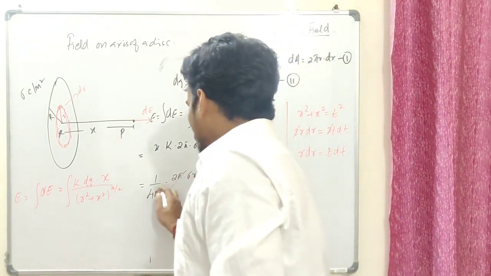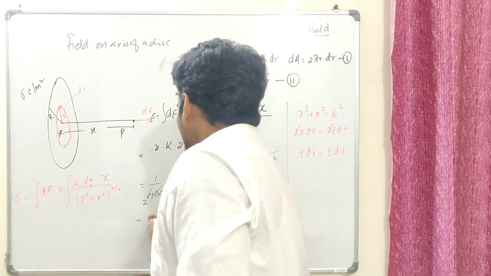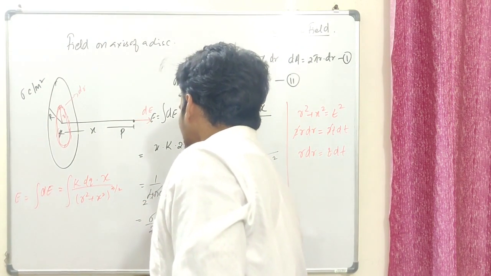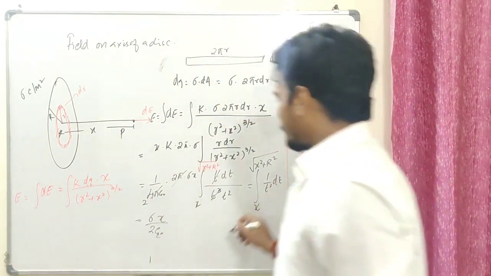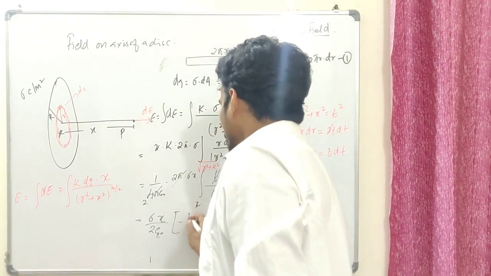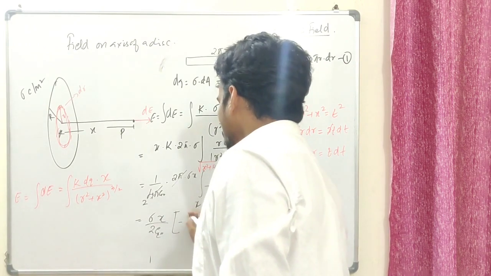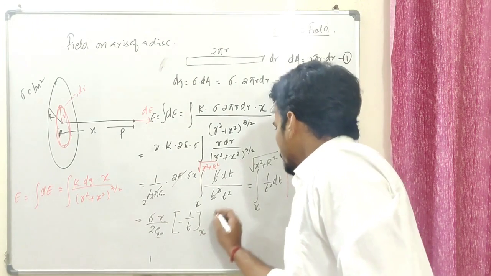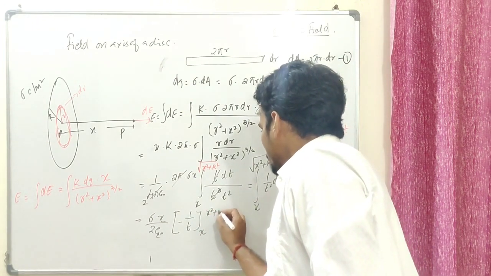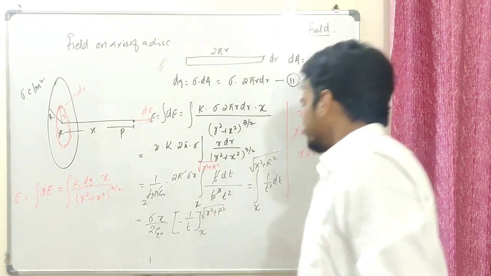Let me cancel a couple of things over here. So I'm going to have sigma x over 2 epsilon naught, integration of 1 over t square is negative 1 over t. So negative 1 over t, I'm going to put it here, and the limit, of course, I'm going to put it here, x, and this is going to be x square plus r square under root.